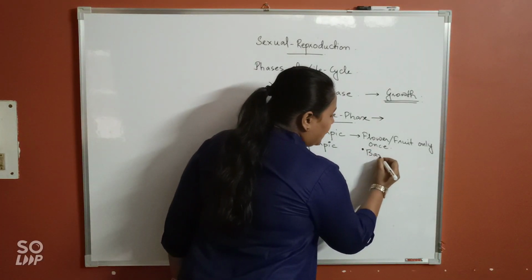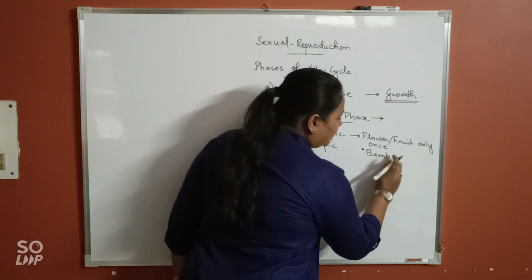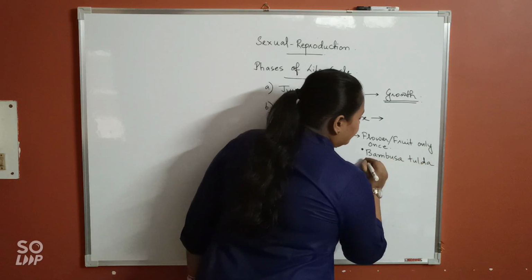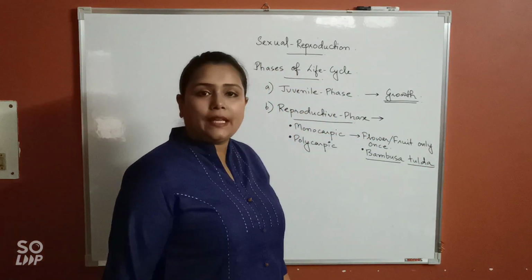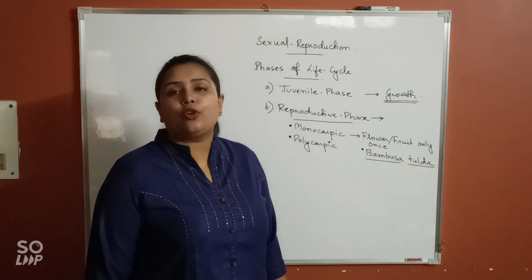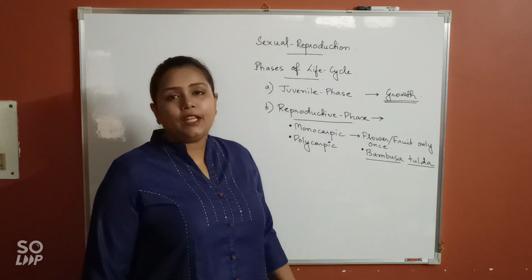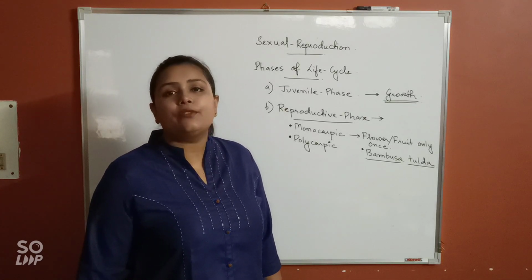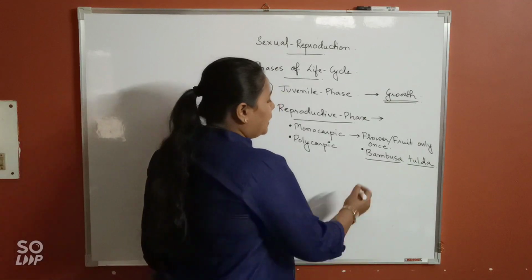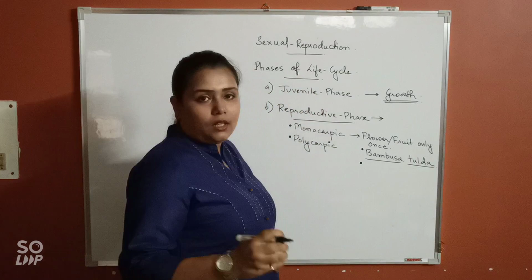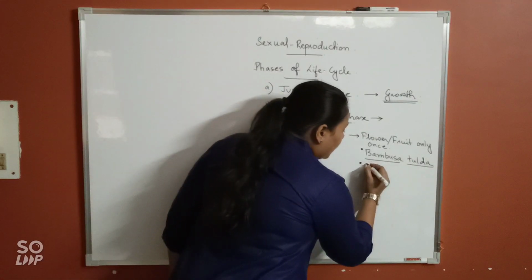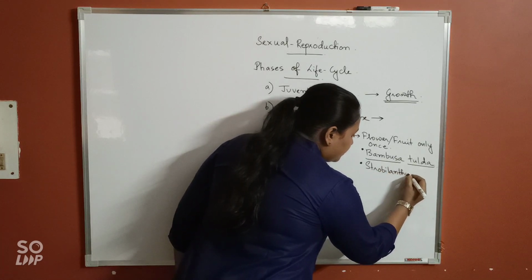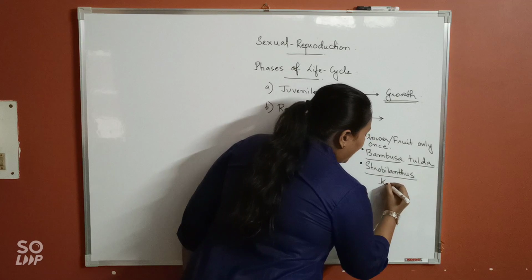I'm writing it here. Bambusa tulda. It is going to be an exception. This is a perennial plant. It will grow for 50 to hundreds of years. Then it will flower only once, fruit profusely, and then finally it will die. Similarly, there is another exceptional plant that's called Strobilanthes kunthiana.